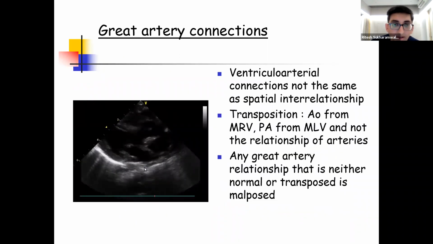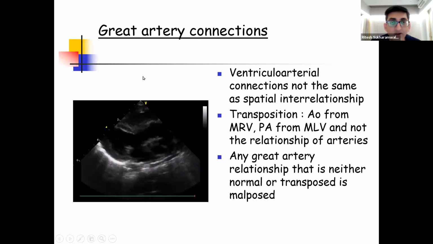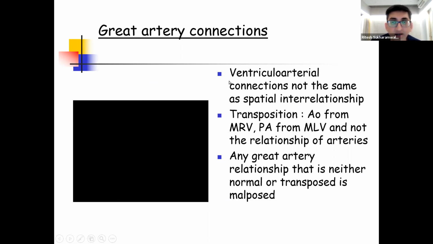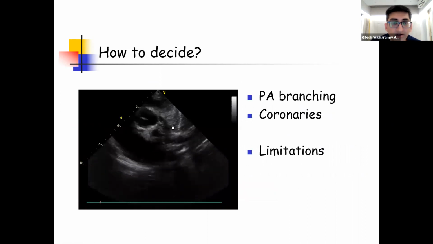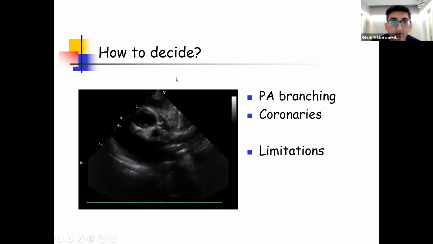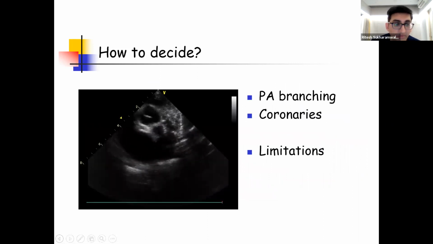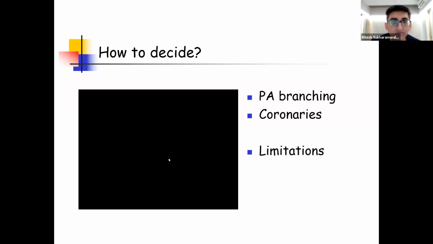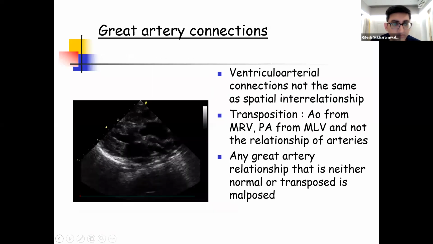Now, after learning the looping, we come to ventricular-arterial connections, or the great artery connections. The ventricular-arterial connections normally are defined by the right ventricle opening into the pulmonary artery, and the left ventricle opening into the aorta. When these connections happen, it is known as ventricular-arterial concordance.